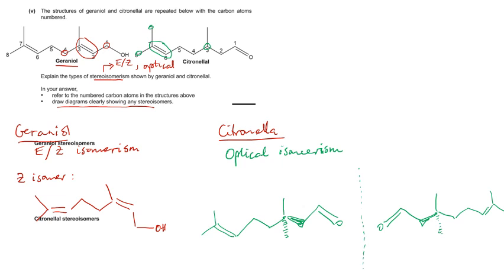Right, so if you were writing this out fully in the exam, you'd make reference to your chiral center with 4 different groups hanging off your chiral carbon. Okay, and there I think we've got all the marks for that part of the question.